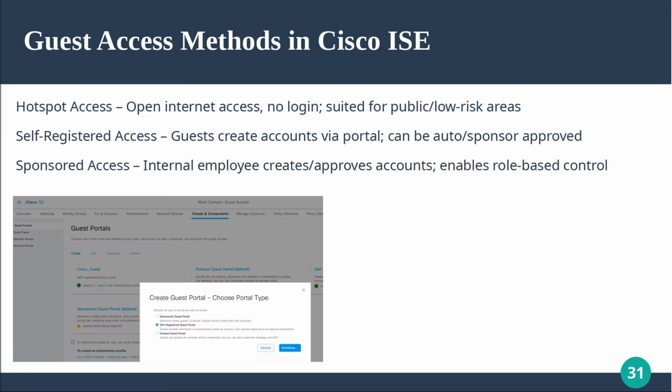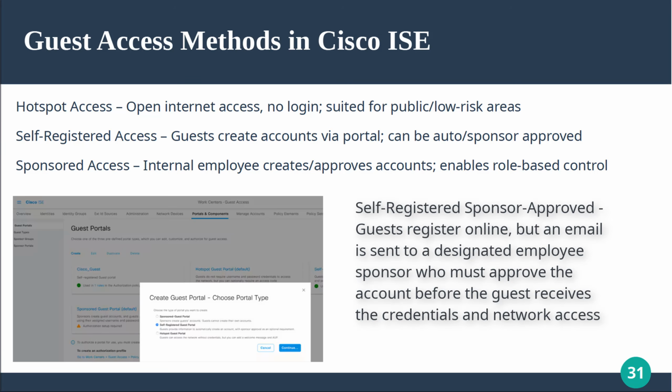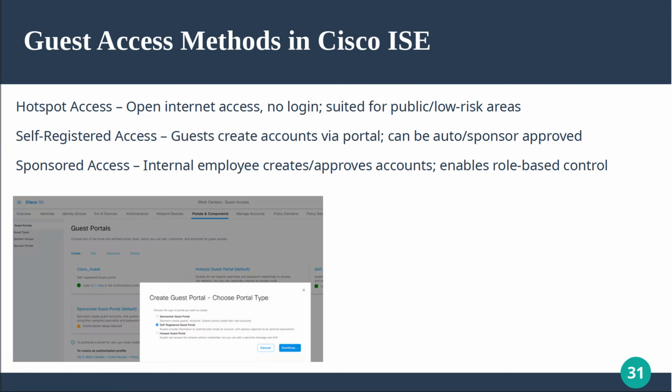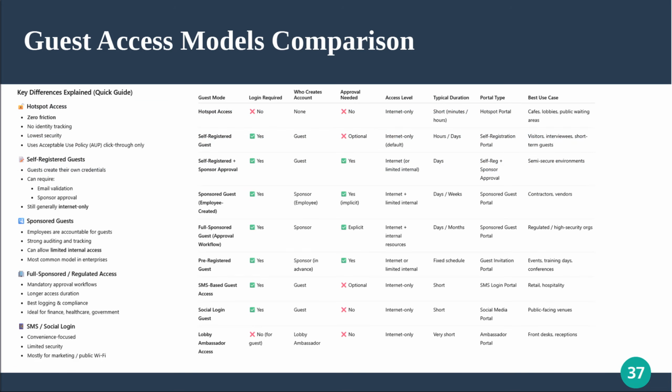Most Cisco documentation, training material and diagrams simplify guest access into the 3 main models. That's hotspot, self-registered guest and sponsored guest. There's also another model as well. Sometimes they do 4 main models. However, this is a high level abstraction and there are actually variations of these depending on your specific requirements. And here are all of the variations.